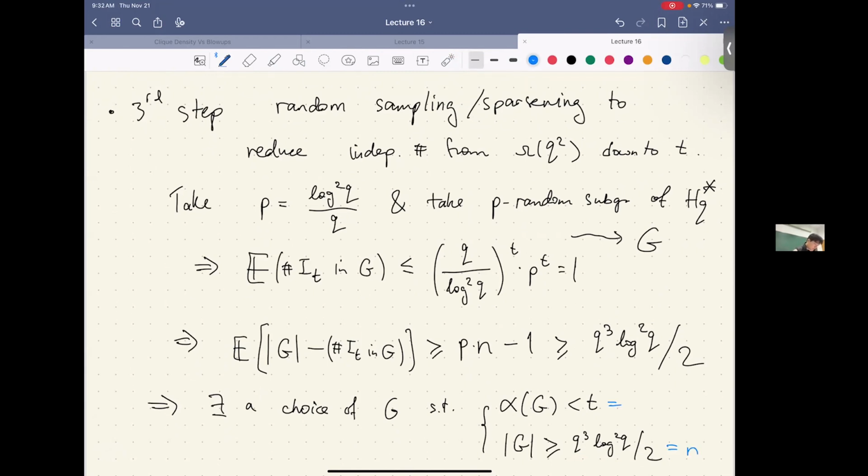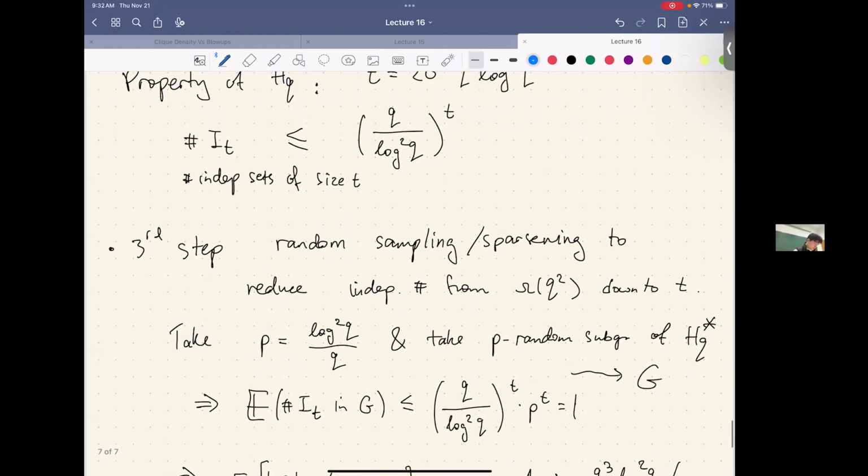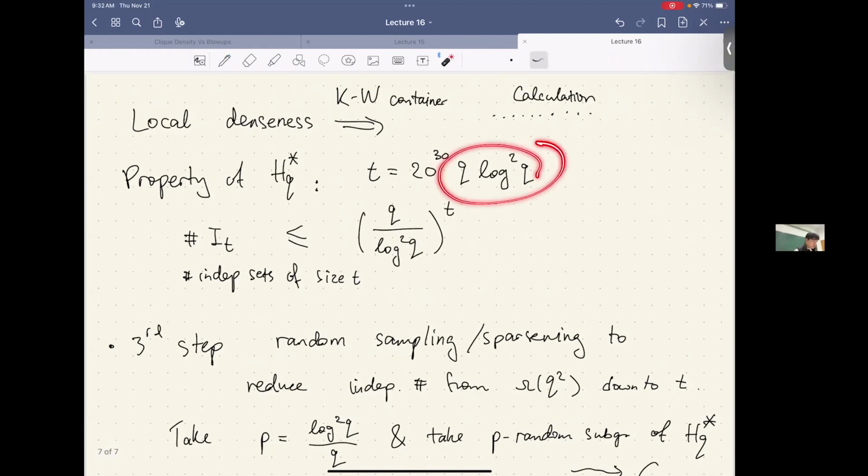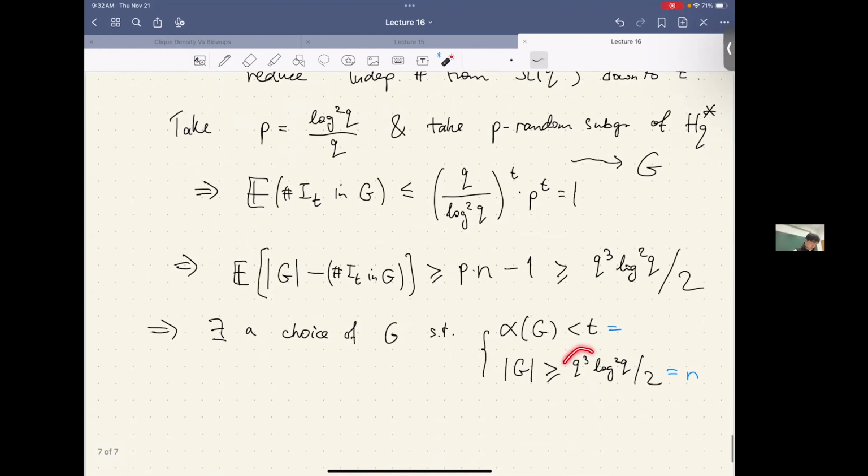And this T is what? T is Q log Q squared. So roughly it is Q. Q is roughly N to the 1/3. Okay.